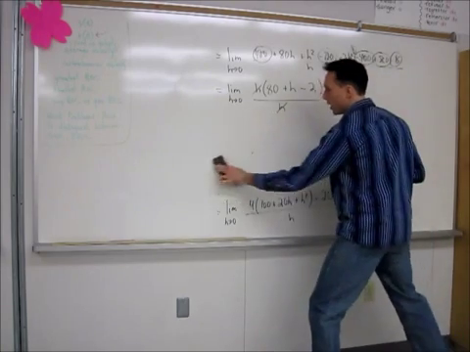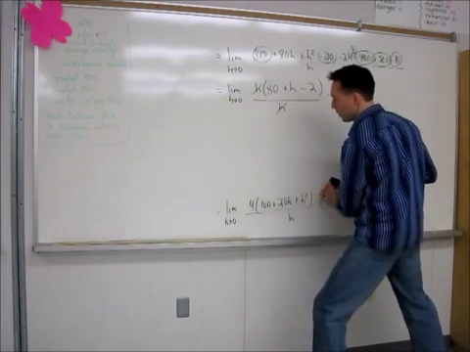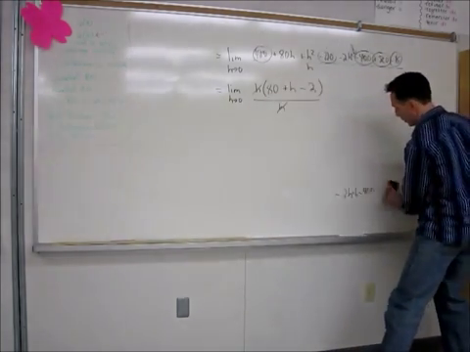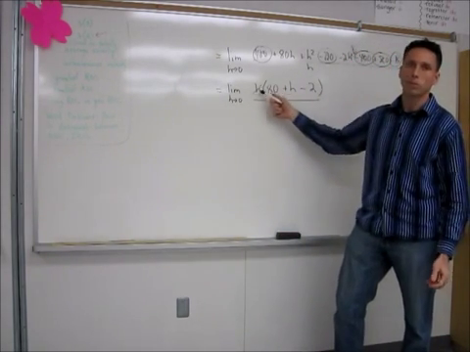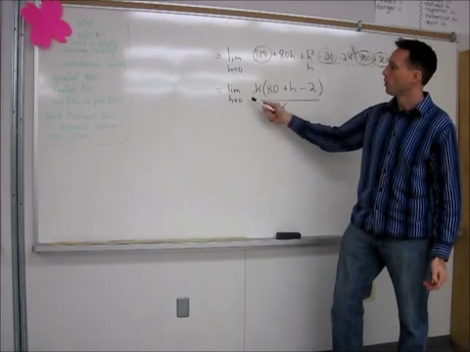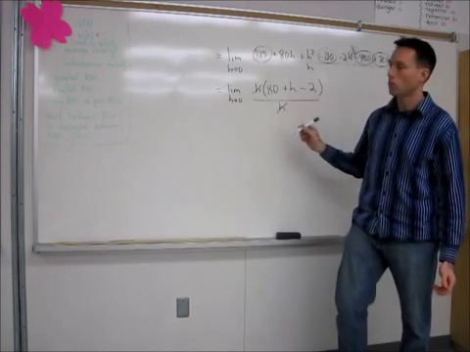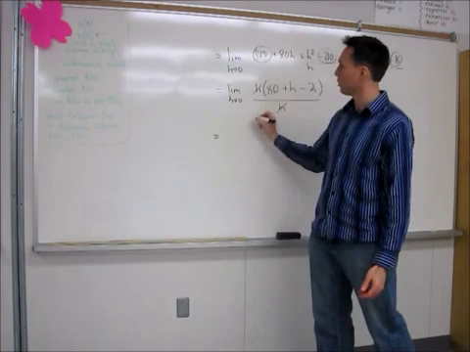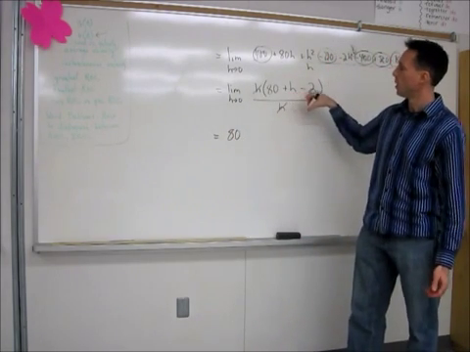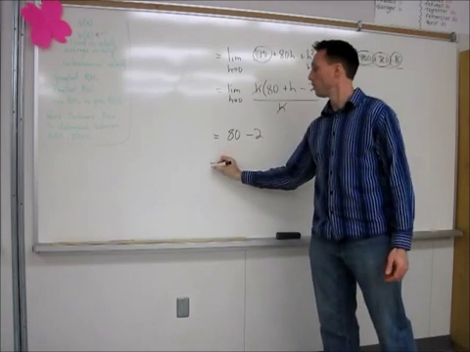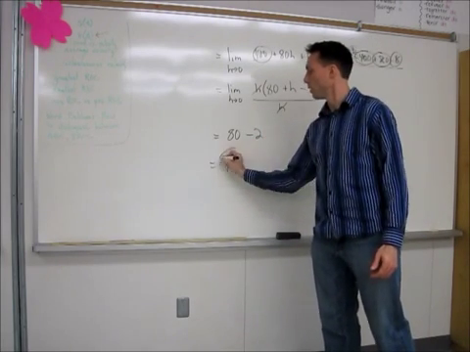And the great thing about that is now we don't have to worry about the limit as h approaches 0, because we don't have an issue with h being 0 anymore. There's nothing on the bottom. We could actually let h be 0 at this point, and we could say this is equal to 80 plus 0, because h is 0, minus 2, which equals 78.